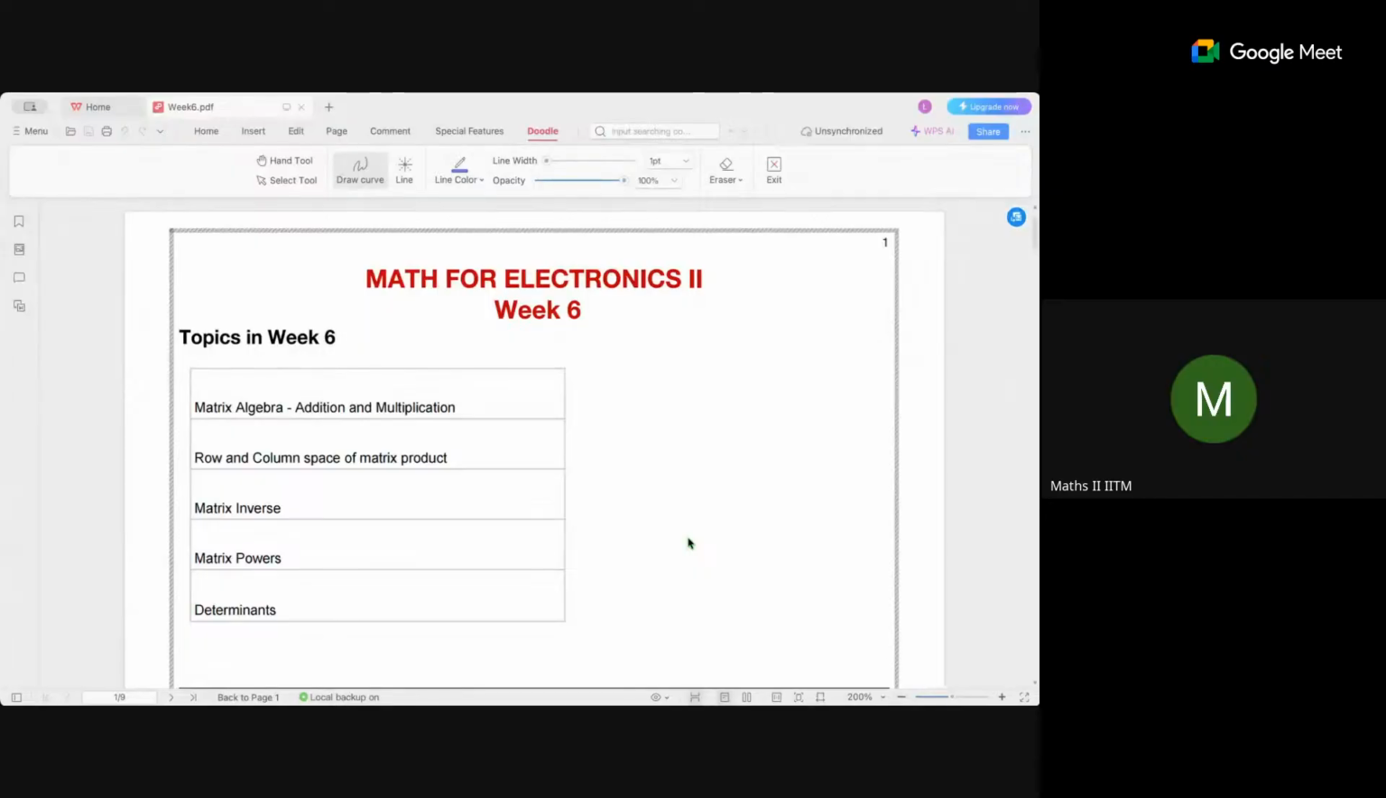Okay, so we will be looking at week 6 topics today. In week 6, is my screen visible? Yes, ma'am. Okay, good. In week 6, we will be seeing mainly matrix algebra, which all of you must be knowing, things like basic addition, multiplication, and then row and column space of matrix products, finding inverse powers and determinants.